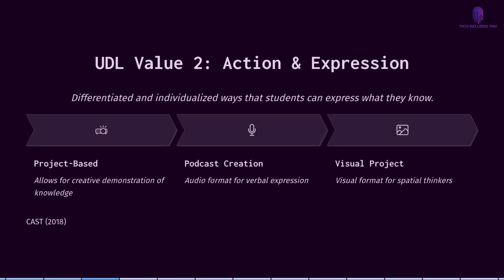The next component is action and expression, so differentiated and individualized ways that students can express what they know. In short, not everybody can do the same things over and over again. Some people are not good at taking tests. Some people are not good at providing assignments that are written. Some people are not good at doing other components, or they're just not comfortable doing so. There are other ways that they feel more comfortable to truly show that they learned and understood the information. Not everything has to be multiple choice, not everything has to be a written assignment.